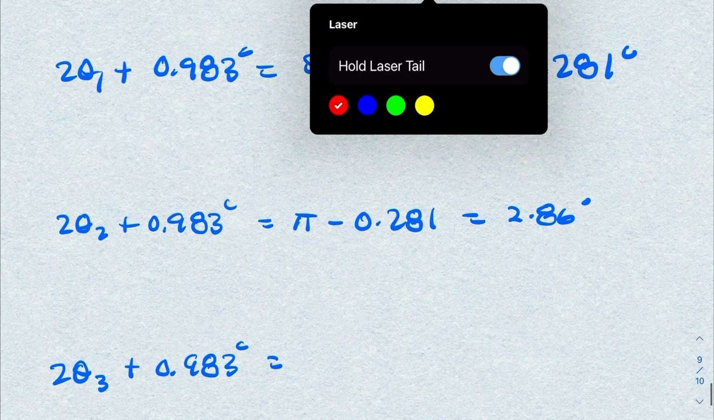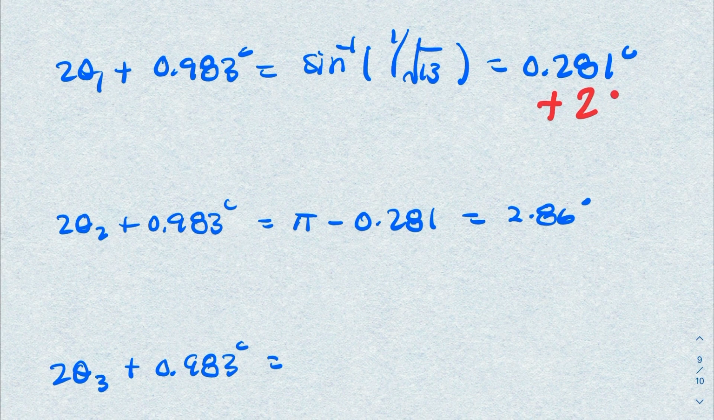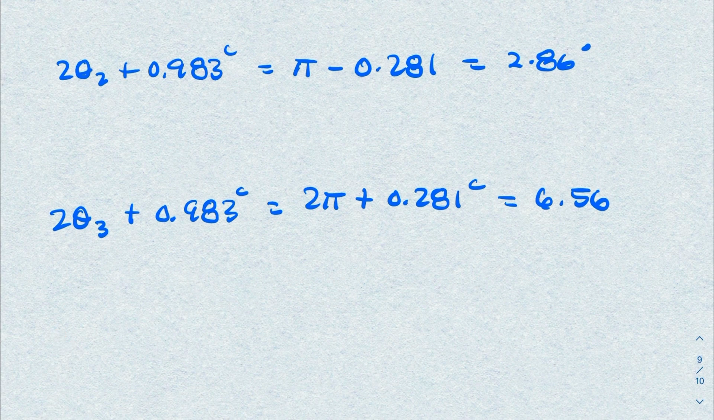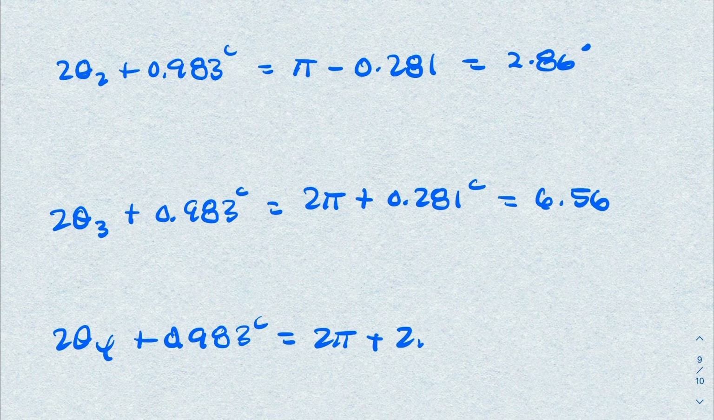Now, once you've found the first two, for the next two you can just add 2 pi to each of these. So I'm just going to add 2 pi to my first value. And that's going to give me 6.56. And then I'll add 2 pi to my second value. And I get 9.14. So 2 theta 4 plus 0.983 is 2 pi plus 2.86, 9.14.